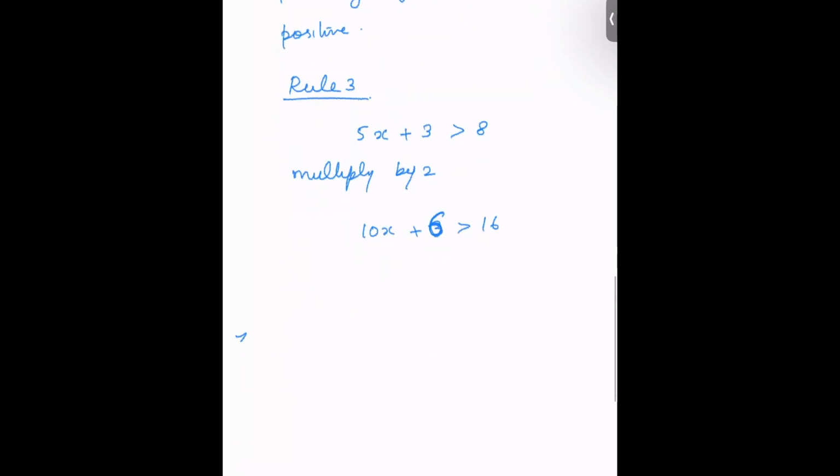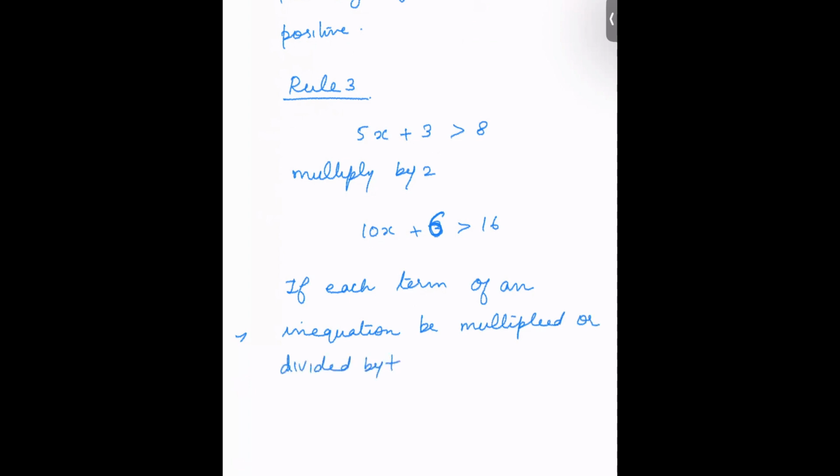The rule is, you can note down the rule. If each term of an inequation be multiplied or divided by the same positive number, the sign of inequality remains the same.